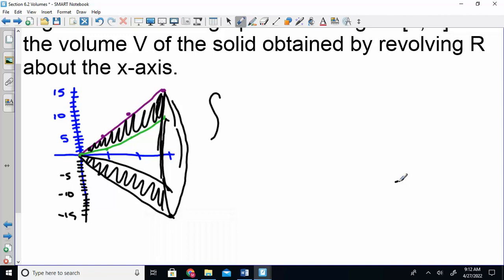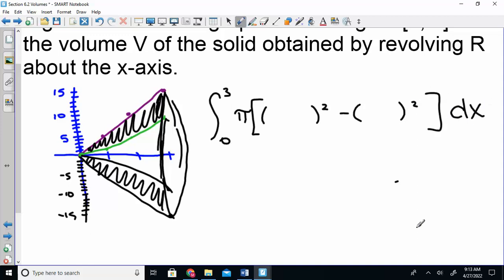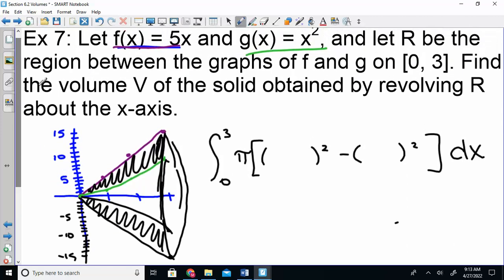Do we have a definite top and bottom or a definite left and right here? Left and right. So we're going to start when x is 0 and end when x is 3. It's hollow in the middle, so we have to do the washer method. So these are all circular. So the first squared minus the second squared, and we are in terms of x. So the first, the outside, that's like the top here, which was my 5x. The inside, that's my green one, which was my parabola, the x squared.